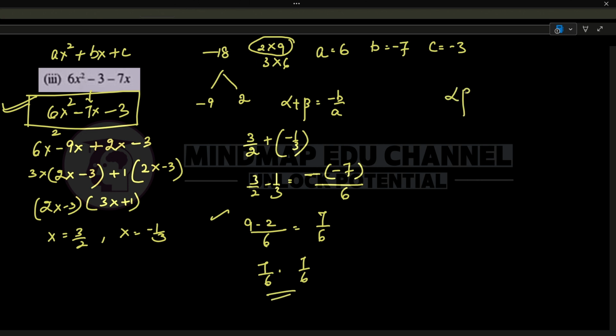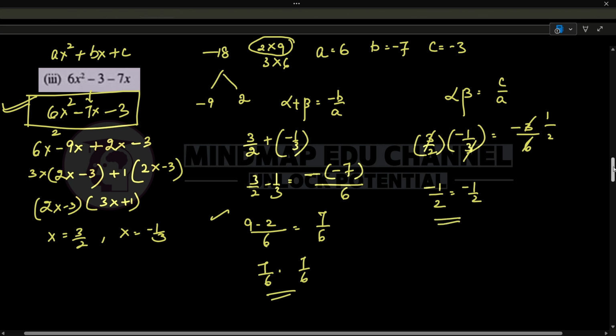Now find out the product of the zeros, alpha into beta equals c over a. So it will be 3 over 2 into minus 1 over 3 equals, what's the value of c? Minus 3. Substitute the value of a, that is 6. So here 3 and 3 cancel, and we get 3 over 2 into minus 1 over 3, so it will be minus 1 over 2, correct. Now reduce this. 3 1s are 3, 3 2s are 6. So it will be minus 1 over 2.